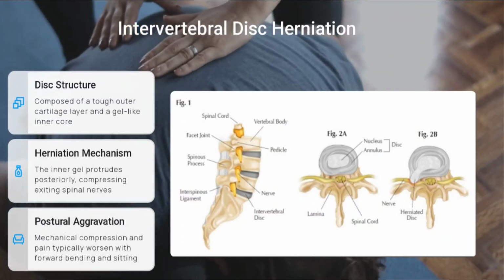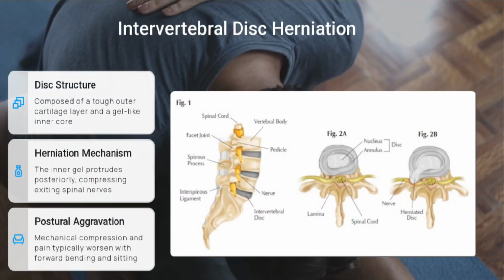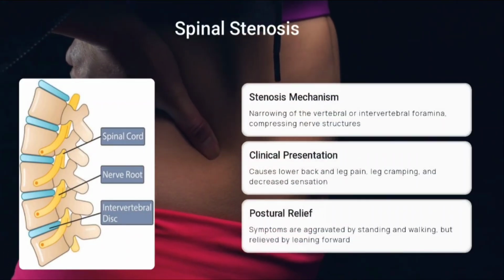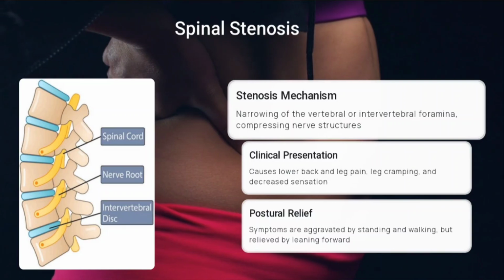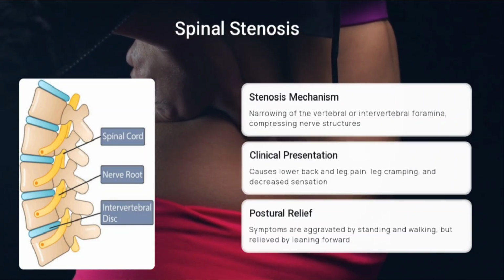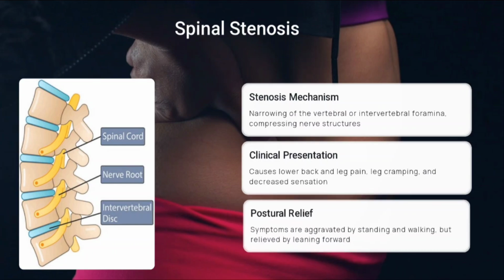When a herniation occurs, the soft inner core protrudes through the outer cartilage ring, which can compress nearby spinal nerves and cause pain. Spinal stenosis is the narrowing of the spinal canal or exit passages. This is often an age-related change that puts pressure on nerves. Standing or walking can exacerbate symptoms, which are often relieved by leaning forward.